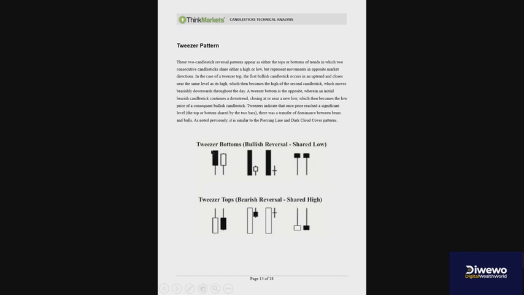Let's assume we are getting a bearish candle, and boom, you saw a Twisser bottom, then the next is bullish. If you saw a bullish candle, then you saw a Twisser top, the next is bearish. That's just the basic thing about Twisser patterns.